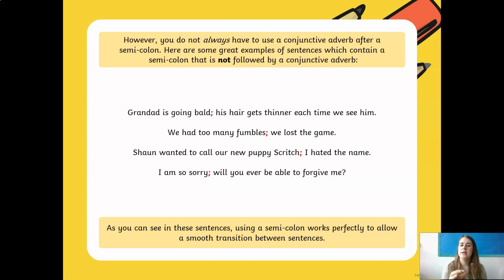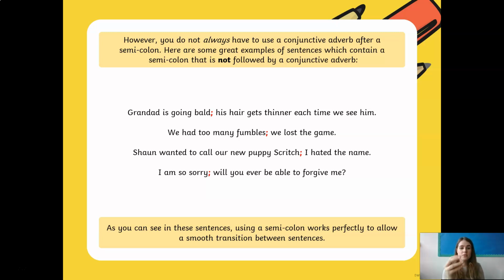Now, we don't always have to use a conjunctive adverb, okay? We can use other words, and we can use different sentences with a semicolon where it's not followed by a conjunctive adverb. For example, Grandad is going bald; his hair gets thinner each time we see him. So that's almost two separate sentences, but this one expands on that first sentence. Grandad's going bald. Well, how do you know he's going bald? Well, his hair's getting thinner each time we see him. So you're almost expanding on a reason or a purpose for that first main clause.